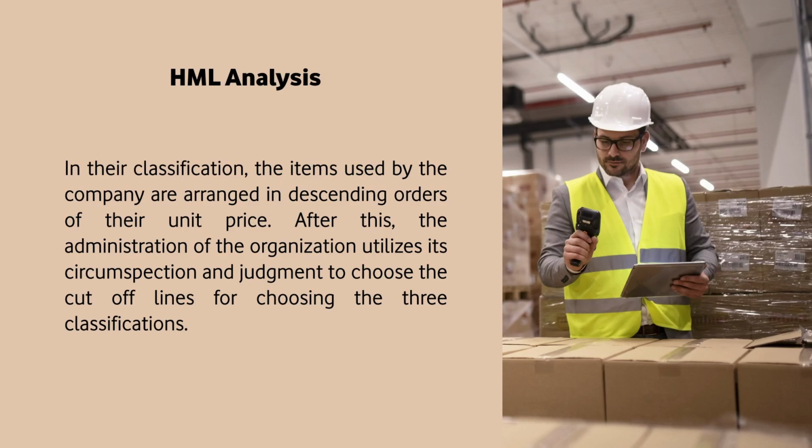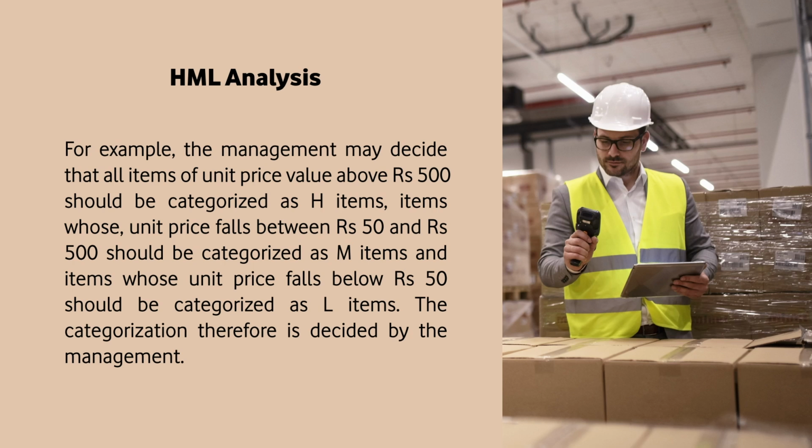How it works. For example, the management may decide that all items with unit price above 500 rupees should be categorized as H items, high value items. Those items which fall between 50 and 500 rupees should be categorized as M items, medium value items. And the items whose unit price falls below 50 rupees are categorized as L items, low value items. The categorization is therefore decided by the management.